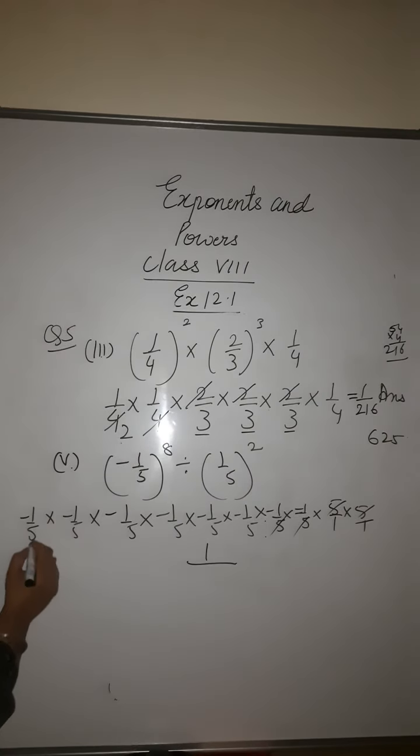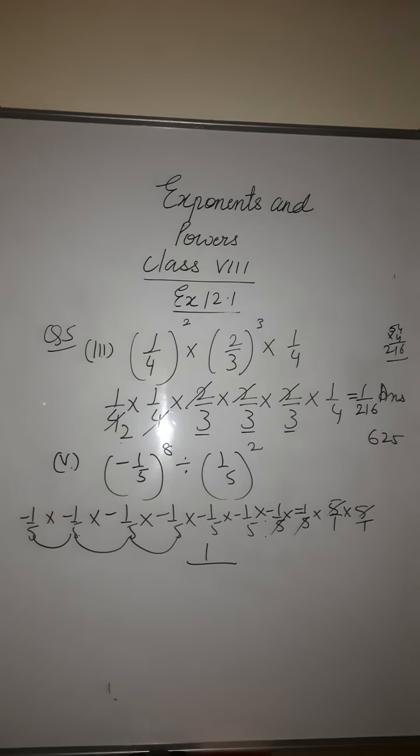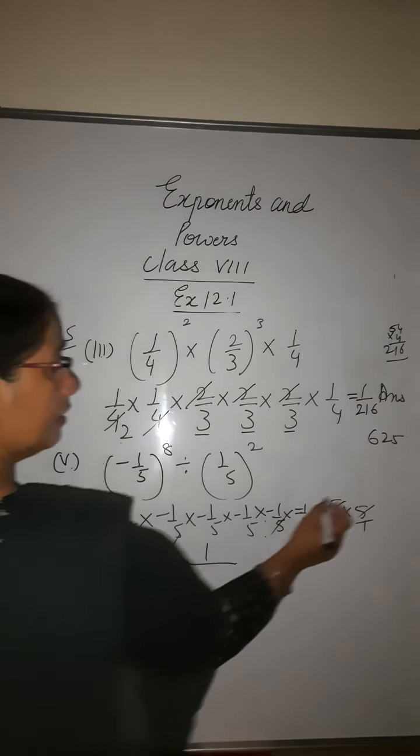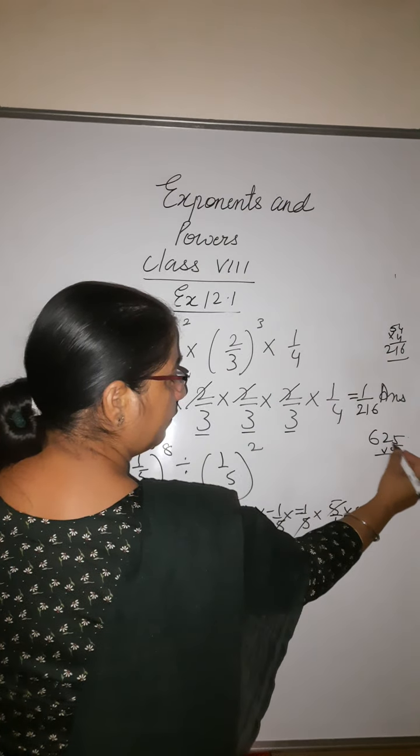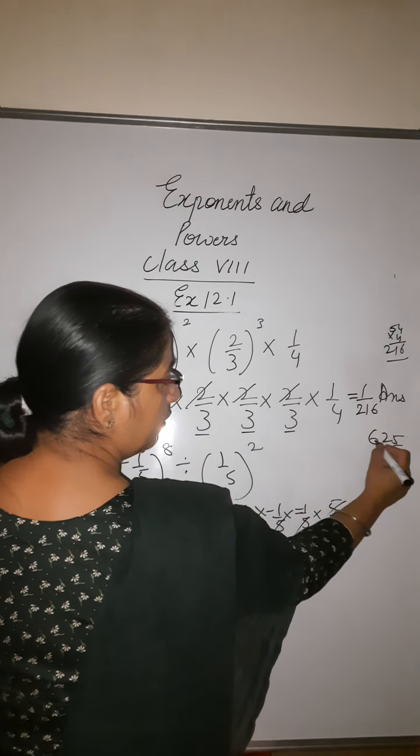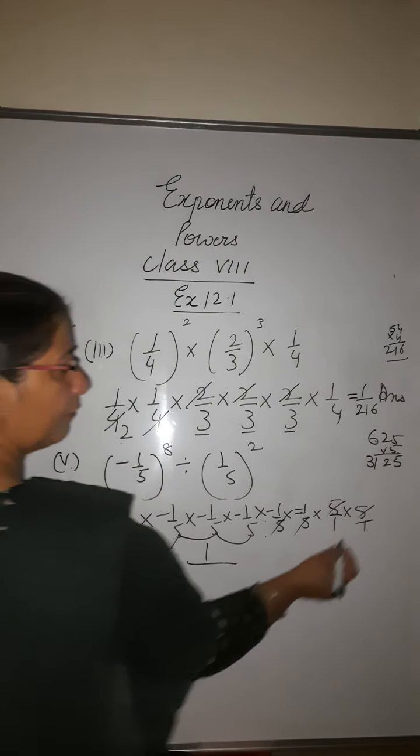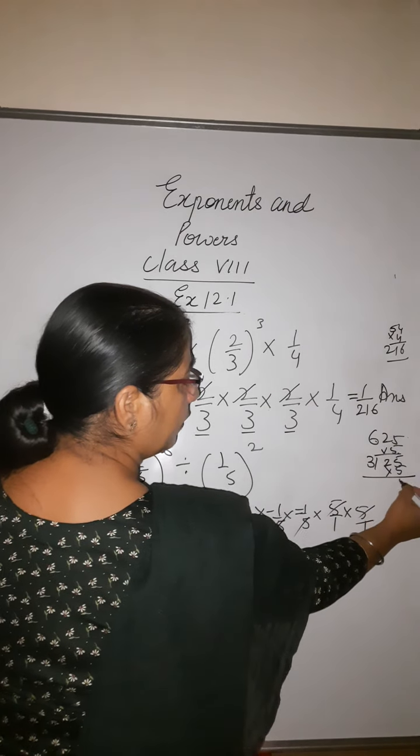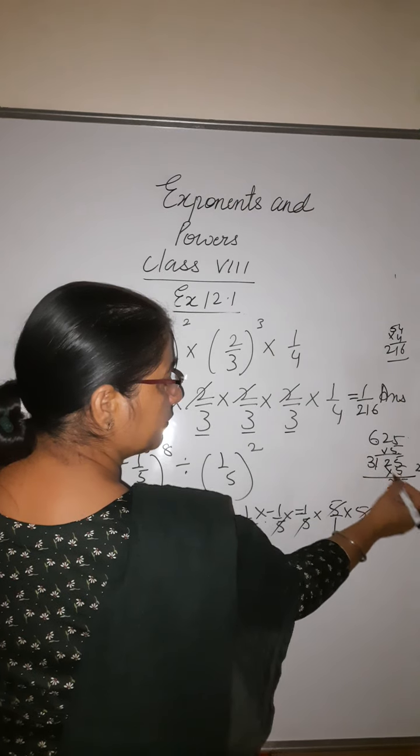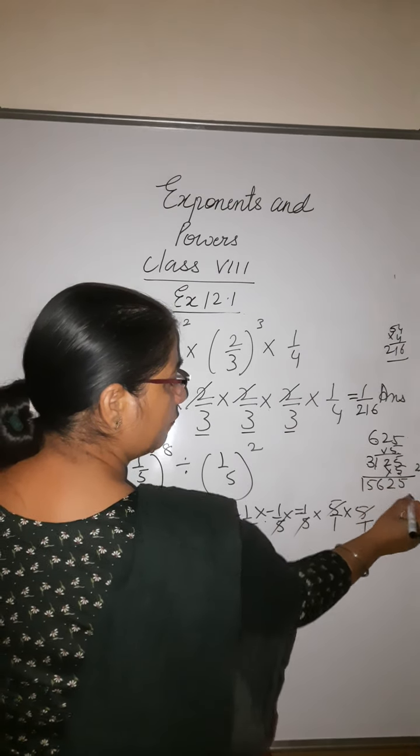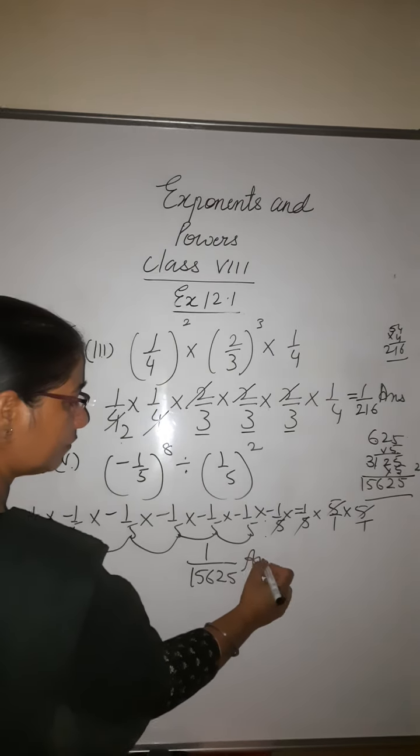Now we have to multiply them, make the pairs. 5 5s are 25, 25 5s are 125, 125 into 5 is equal to 625, 625 into 5 is equal to 3125, and again that is multiplied with the last 5. So when you multiply it with the last 5, 5 5s are 25, 5 2s are 10, 11, 12, 1 carry, 5 1s are 5 and 1 is 6, and 5 3s are 15. So 1 upon 15625, this is the final answer.